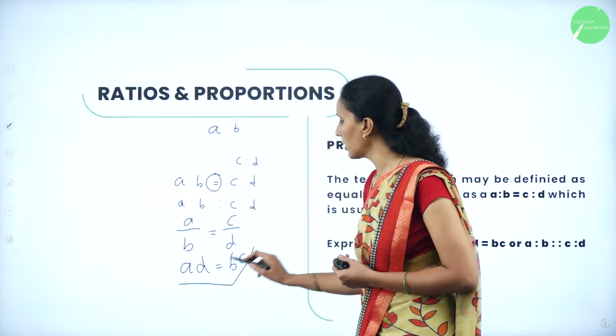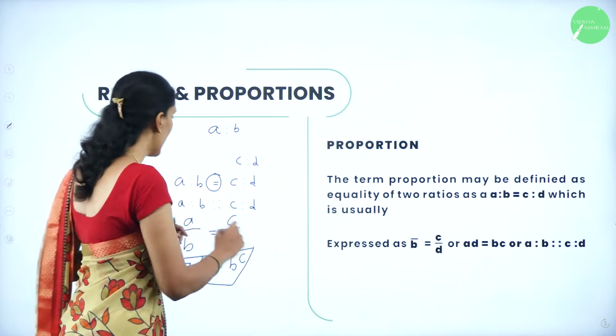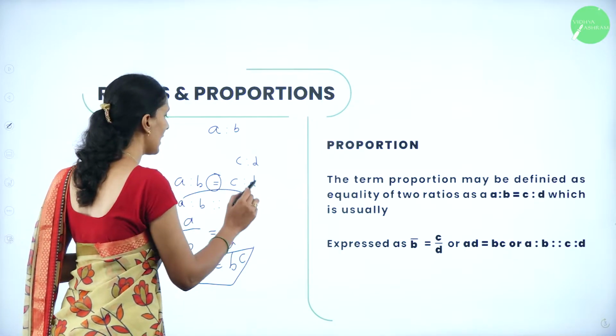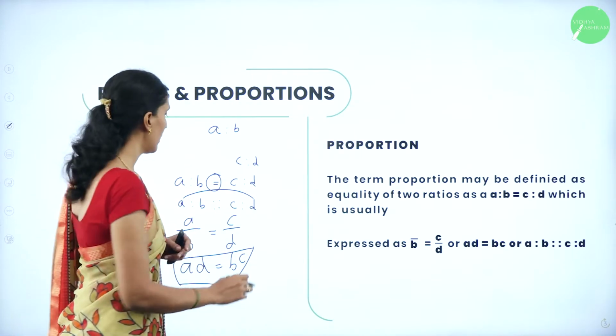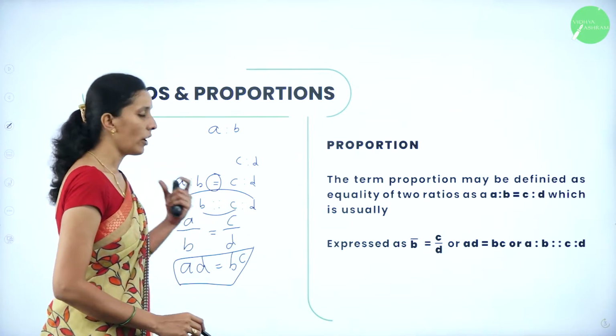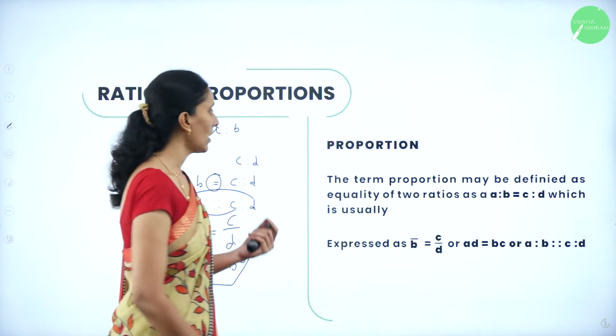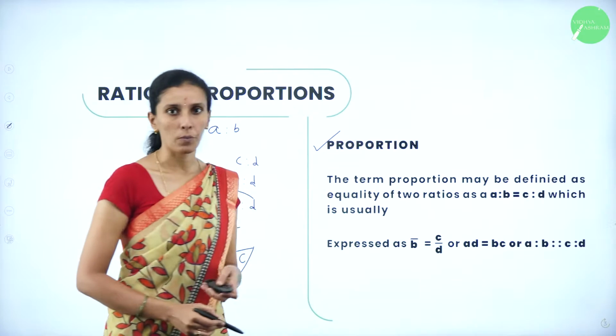So this is the condition of proportionality. That is, we call A and D as extremes and B and C as means. So the product of the extremes must be equal to the product of the means. Then only we say they are in proportion.